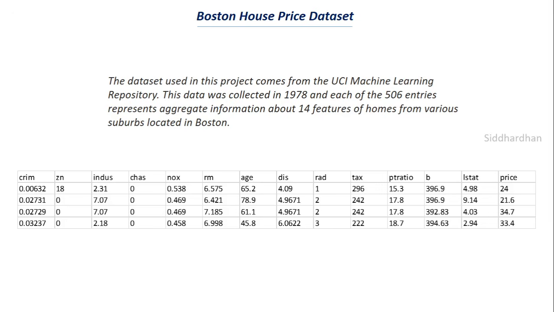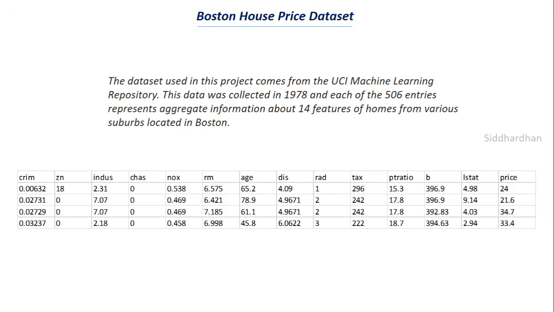For example, the last value in the first row is 24, right below the price. It represents $24,000, so the unit is $1,000. Likewise, we have lots of columns here. The first column represents CRIM, which means the per capita crime rate by town, and ZN represents the proportion of residential land zoned for lots over 25,000 square feet. Here we have the NOX column, which represents the nitrogen oxide concentration. Like this, there are various columns and features. TAX represents the amount of tax and so on.